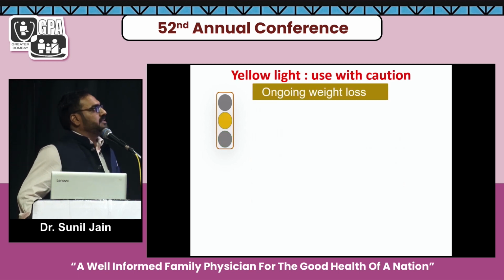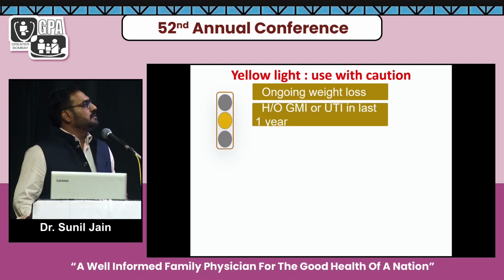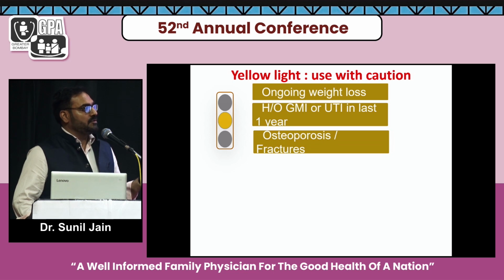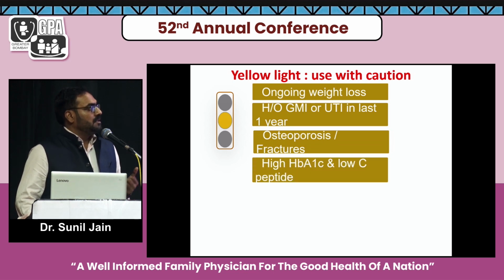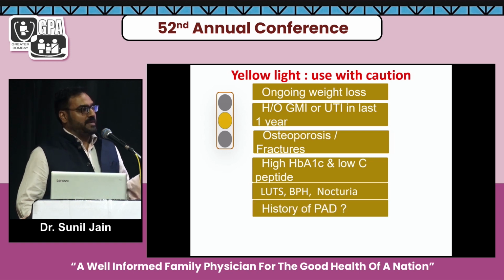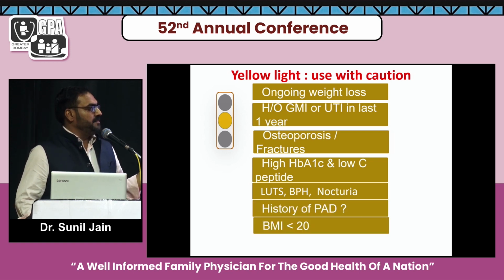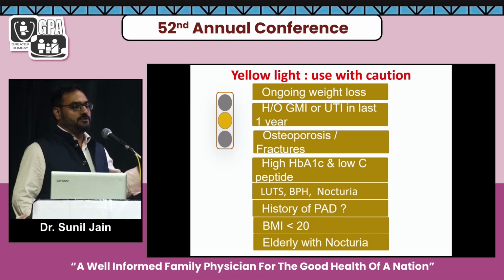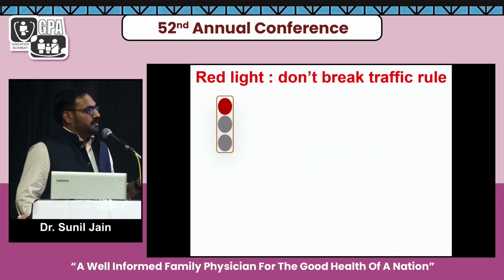With caution: ongoing weight loss, history of genitourinary infection or UTI in the last 1 year, osteoporosis or fractures, high HbA1c and a low C-peptide level, low urinary tract symptoms, BPH and nocturia, history of peripheral arterial disease, BMI less than 20, elderly with nocturia. So here you have to use it with caution. So don't break the traffic rules.